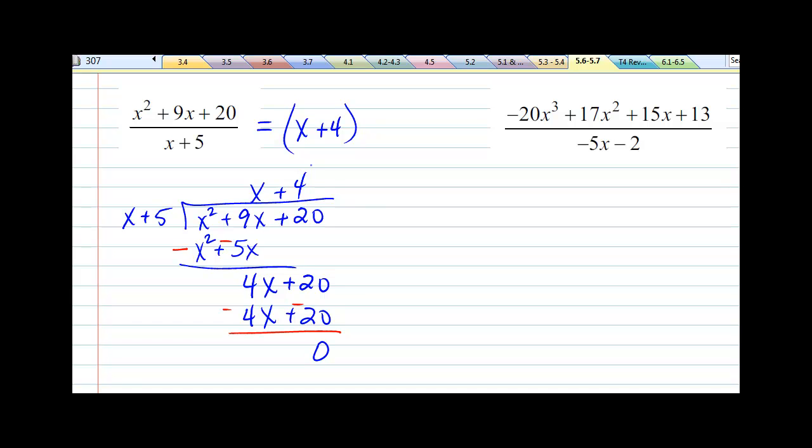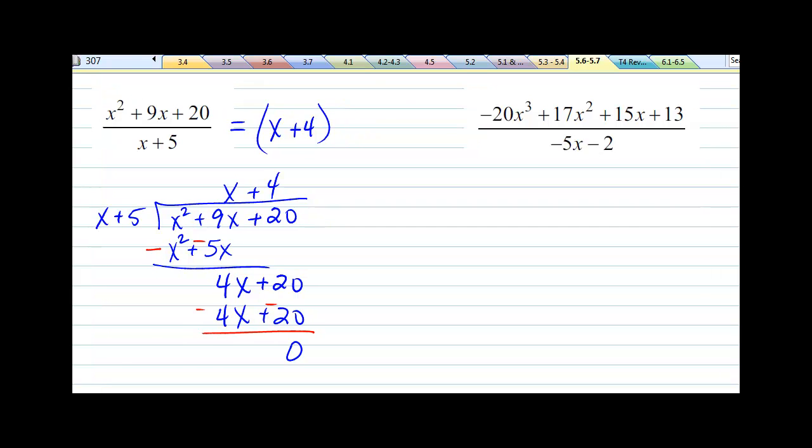In order to check my answer, I could very easily take this term, which is the quotient, and multiply it by the outside term, which is the divisor, to check that I'm going to get this term, the dividend. Multiply the top by the outside to see if you get the inside.